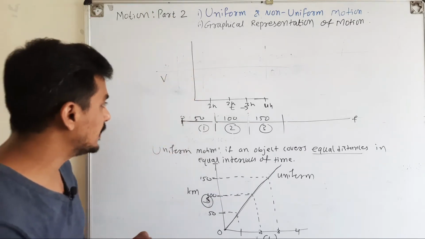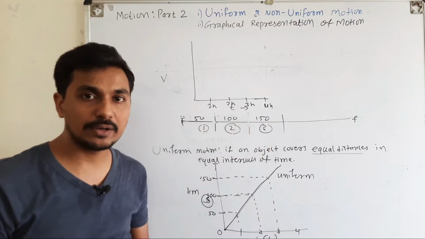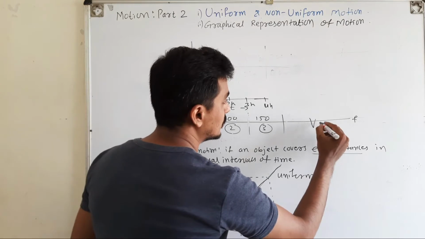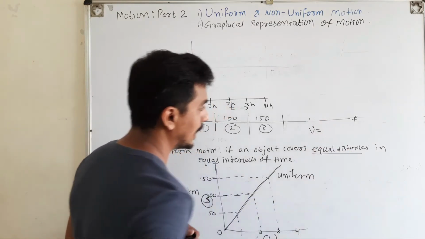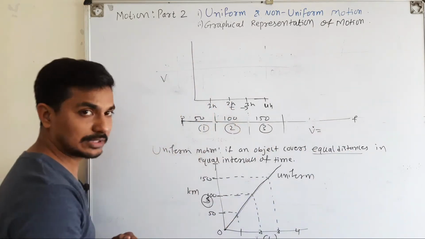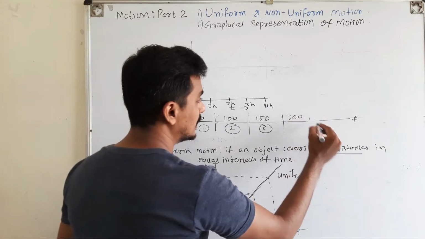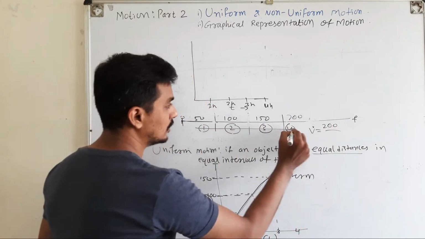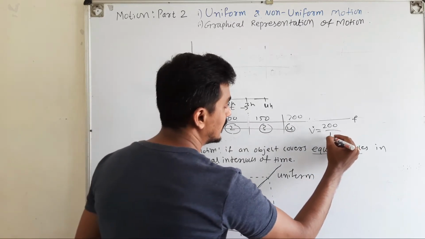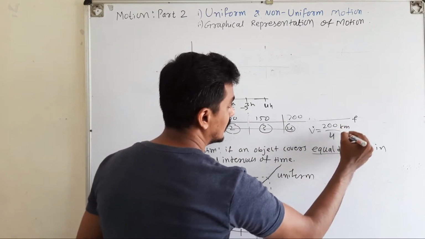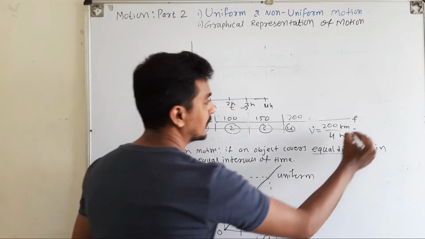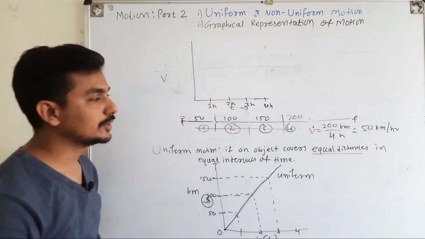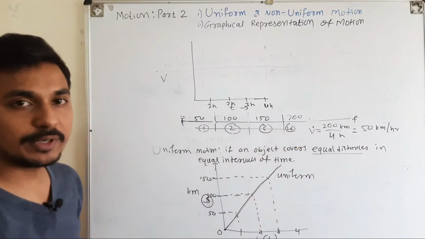So what is the speed or velocity of this vehicle? The speed is equal to distance covered upon time. Now what is the total distance covered? Let us say here 200 kilometers. So 200 divided by time taken, which is a total of 4 hours. So here we will get 50 kilometer per hour. So here the speed is 50 kilometer per hour.